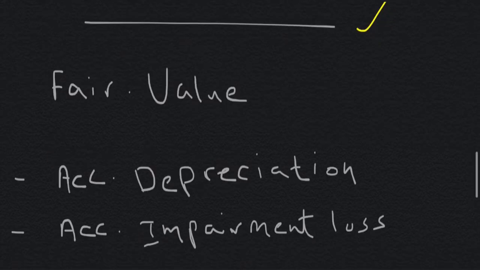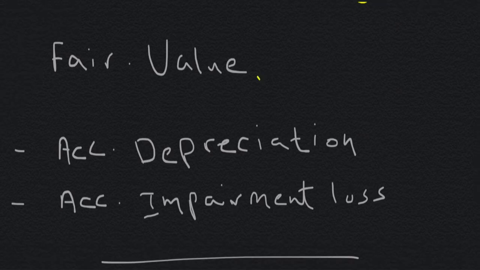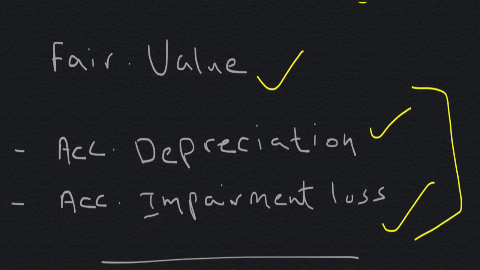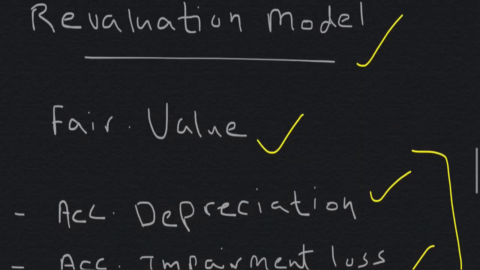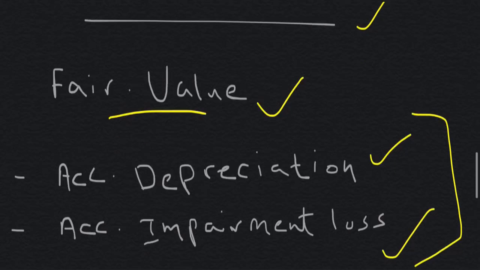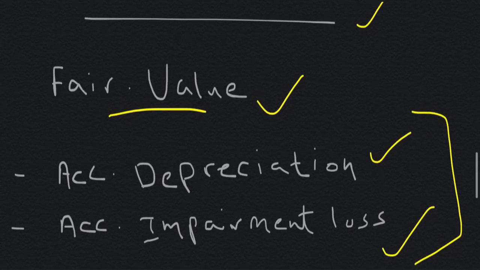Now the other model is the revaluation model. In the revaluation model we have the following three components: fair value, depreciation and impairment loss. These two are the same as the ones we talked about in the cost model. The only difference here is the fair value. Fair value in rough terms means the market value of an asset. I don't want to talk in detail about fair value because it has a separate standard to discuss. Alright, so for now it is the rough market value of an asset.